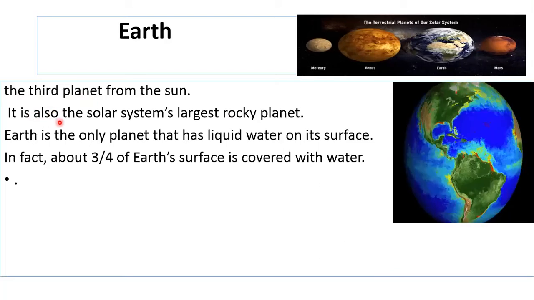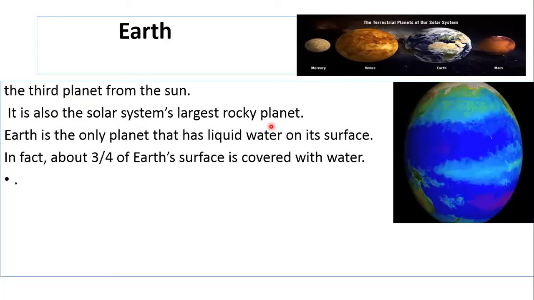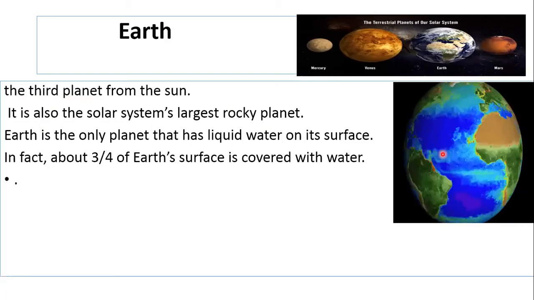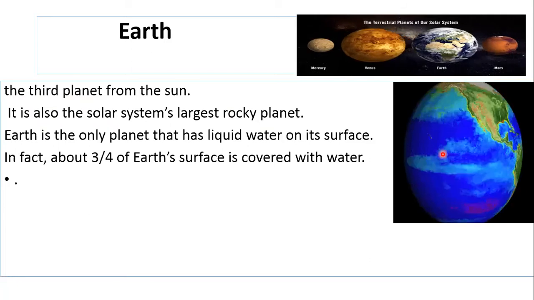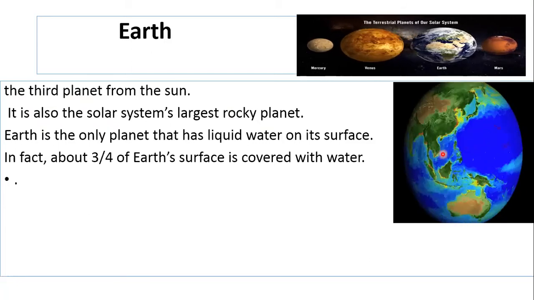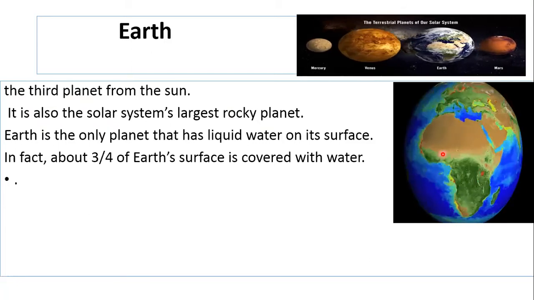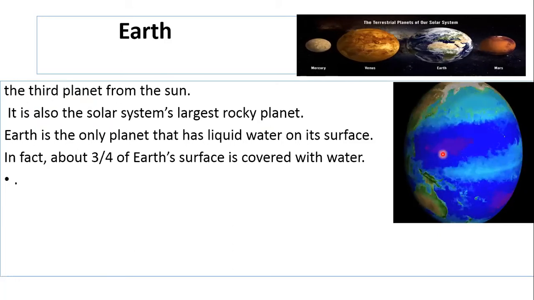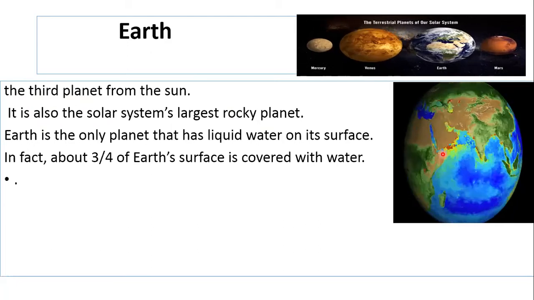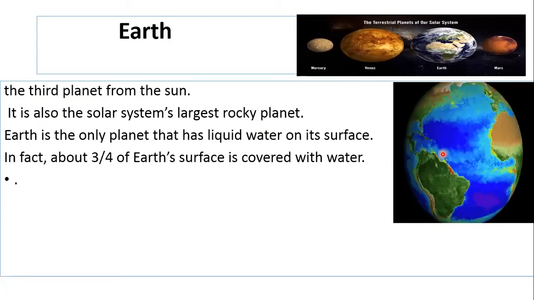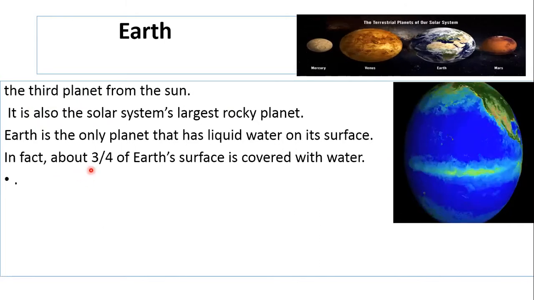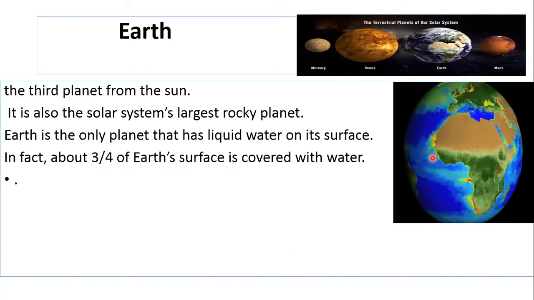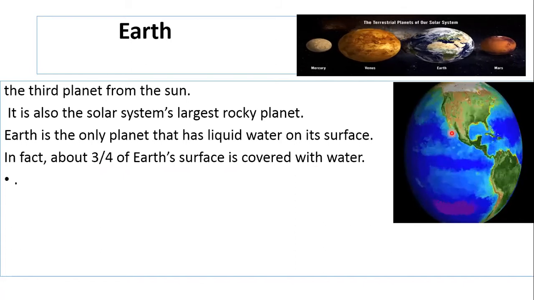Earth is the third planet from the sun. It is also the solar system's largest rocky planet. Earth is the only planet that has liquid water on its surface. The blue part is the water and the green part is the land. In fact, about three-fourths of Earth's surface is covered with water. So most of Earth is covered with water.